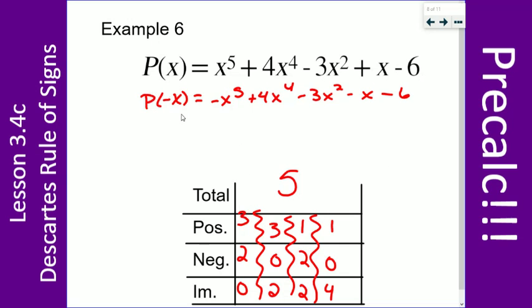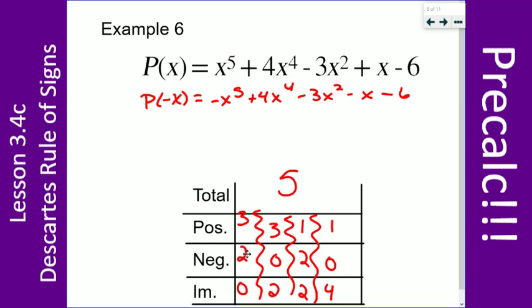Then we plug in p of negative x. I've taken a shortcut here that we're going to investigate and figure out how you can take as well. So when we plug in p of negative x, we get this as our new function. Now we want to count the sign changes for this, for our potential negative solutions. We have negative to positive, that's 1 sign change. Positive to negative, that's 2 sign changes. Negative to negative, we're still at 2. Negative to negative, still at 2. So we had 2 negative sign changes.